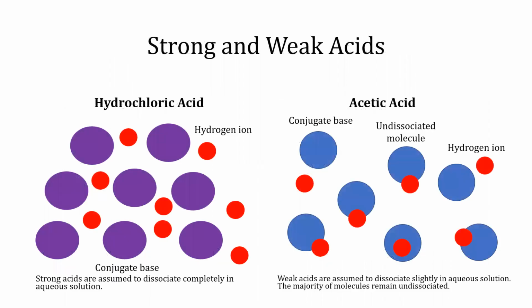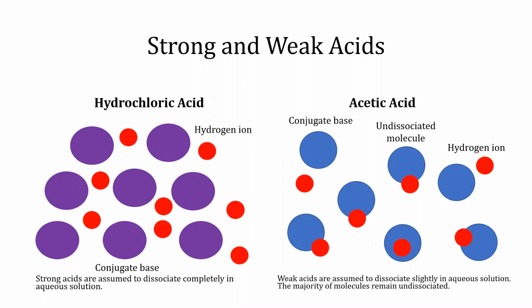Here before you are molecular views of both a strong acid and a weak acid. An example of a strong acid is hydrochloric acid, which ionizes completely in water to form hydrogen or hydronium ion and chloride ion as the conjugate base.